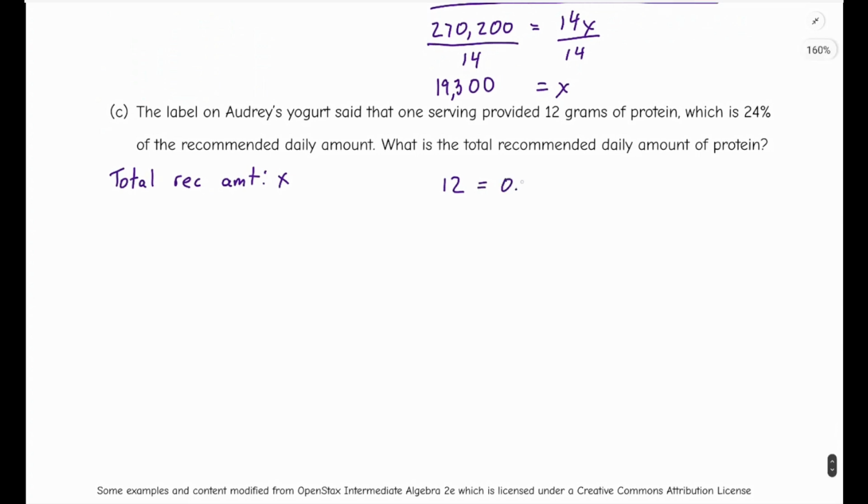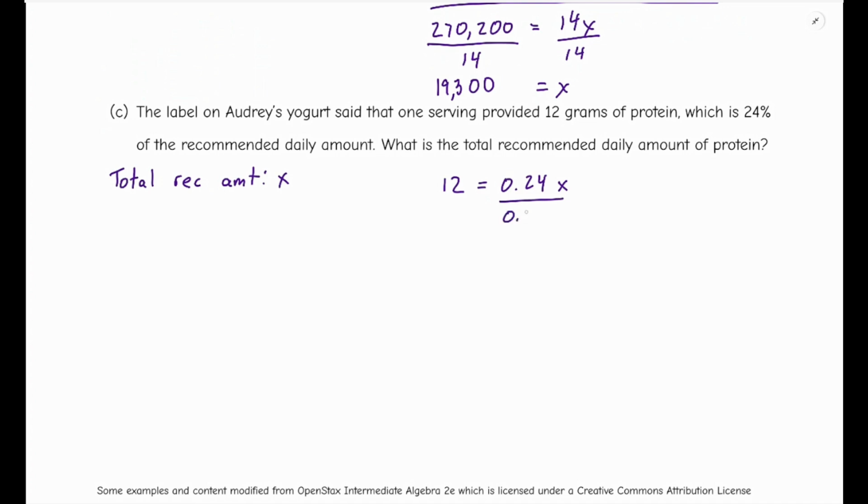24% is 0.24 as a decimal. So when working with percentages, 9 times out of 10, you always have to convert it to a decimal first. There are a few instances where that doesn't apply, but in this case, it does. And then of means multiply, and then the recommended daily amount was x.